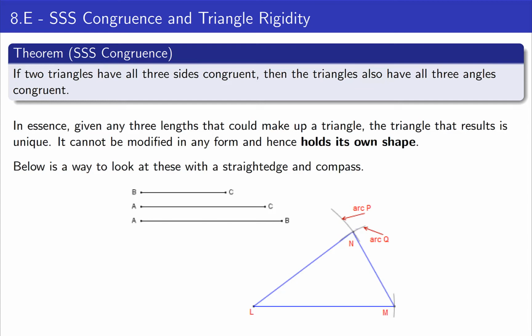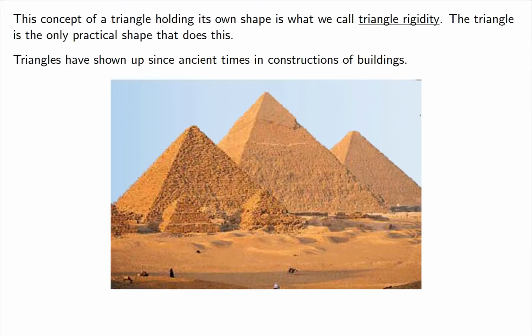Triangles are what we call rigid. So we call this triangle rigidity. And the triangle, as far as we can tell, is really the only practical shape that has something of this nature. So let's look at where triangles show up all over the place. The first example is the Great Pyramids of Egypt. You'll notice that these triangles were used thousands of years ago. People knew way back then that the construction of buildings would help when you had triangles involved.